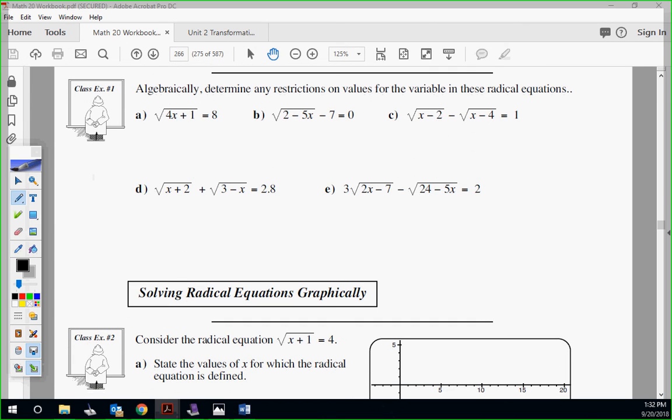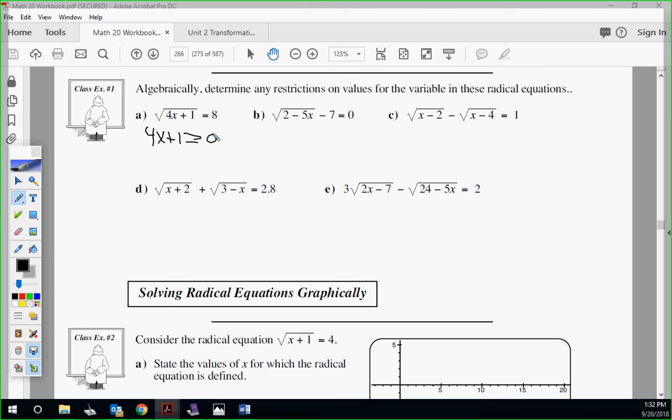Algebraically determine any restriction of values for the variable of these radical equations. So all we're doing here is determining just restrictions. That's it. Not solving. We're just determining restrictions. So we just care about 4x plus 1. The 8's irrelevant. I just want to know restrictions. So this is all you do. 4x plus 1 greater than or equal to 0, right? Has to be positive in the radical. So now you solve that.